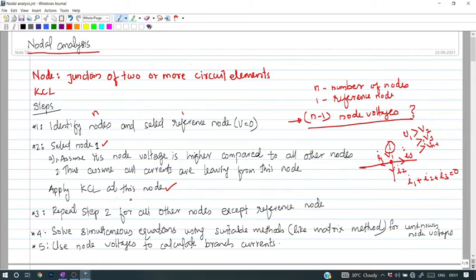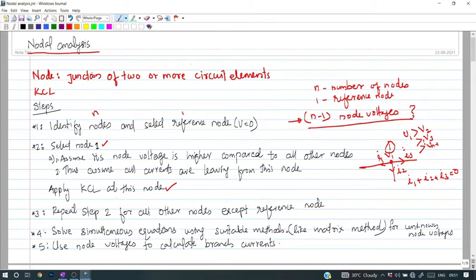Now, we have n minus 1 unknown variables. The reference node voltage is already taken as 0. So how many unknowns do we have? We have n minus 1 unknowns. These n minus 1 unknowns we can easily solve by means of n minus 1 equations. So the fourth step is to solve the simultaneous equations, in terms of n minus 1 node voltages, using suitable methods.